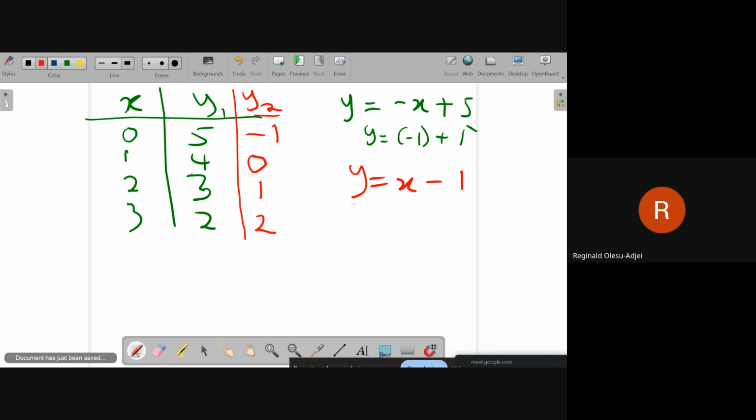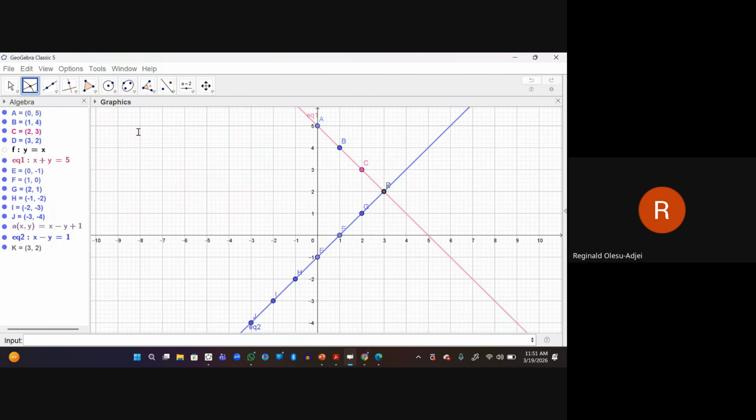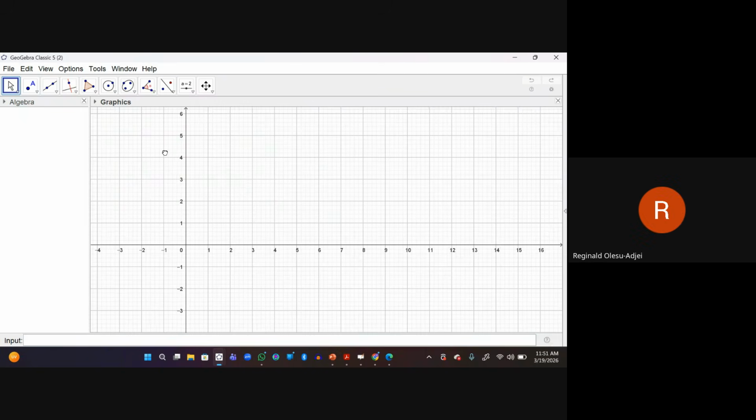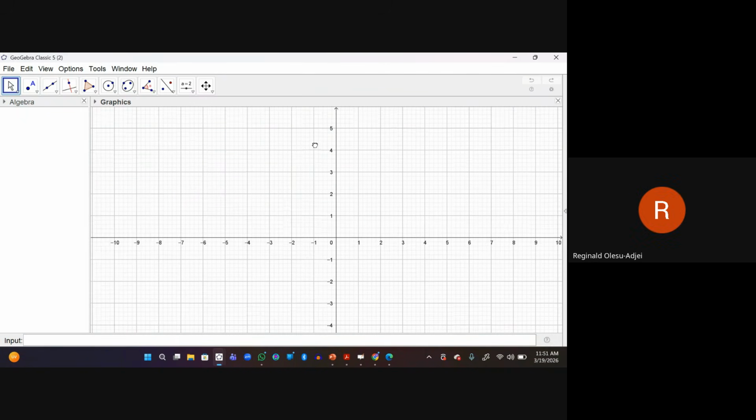So you can form as many as you want to. We are only maintaining these, and we are going to plot them. Let's plot the first line. So 0 and 5. Please give me the points for equation 1. 0, 5. Then 1, 4.